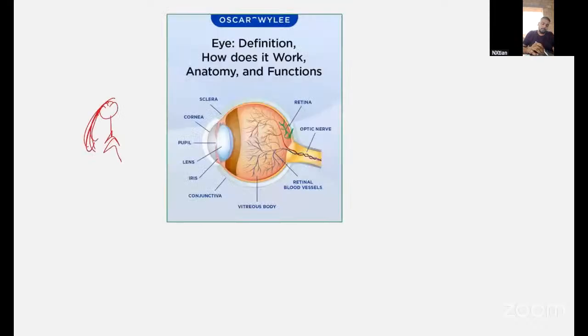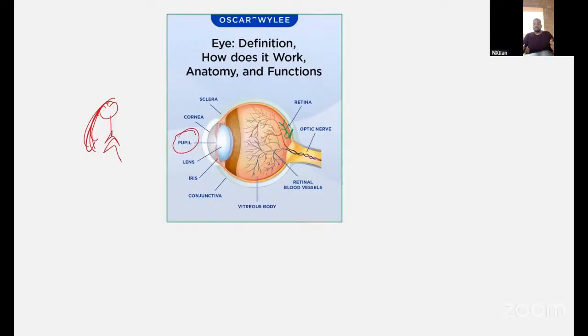No, iris. See, this is the work of the pupil. What is the work of the pupil? Iris gives the color, but the pupil controls the light coming. I forgot to say pupil. What is the work of the pupil? Pupil controls the light coming.